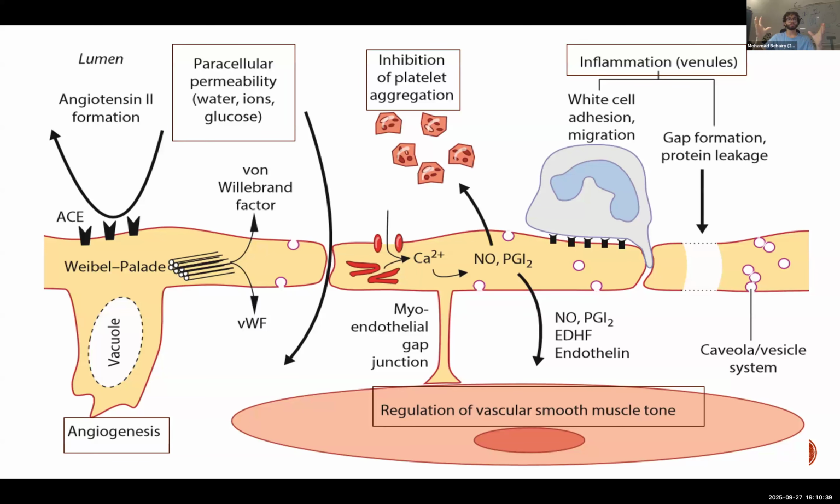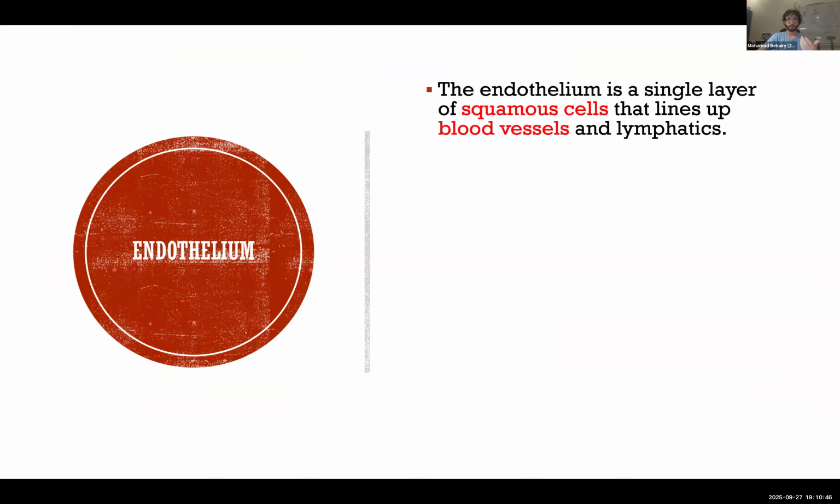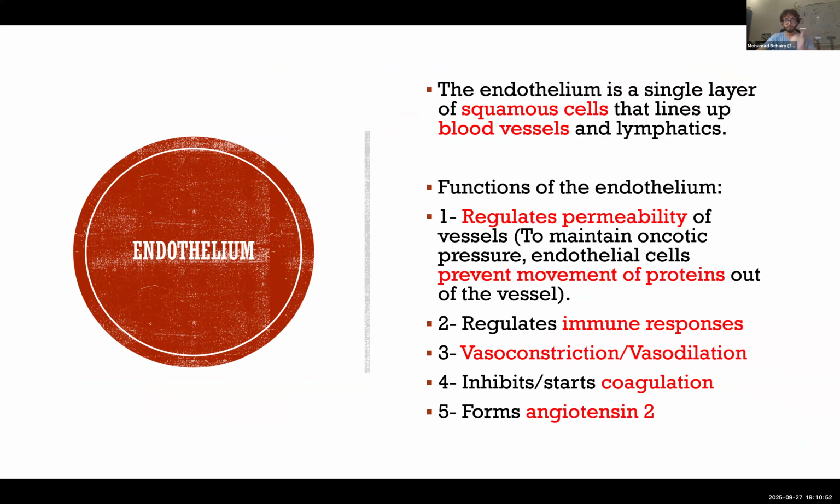It can make it grow larger. It can create new ones. This is one of the functions of the endothelium. Now, to summarize, for those of you who prefer text, the endothelium is a single layer of squamous cells, which lines the blood vessels and the lymphatics. And it has many functions, as we said, whether it's permeability.